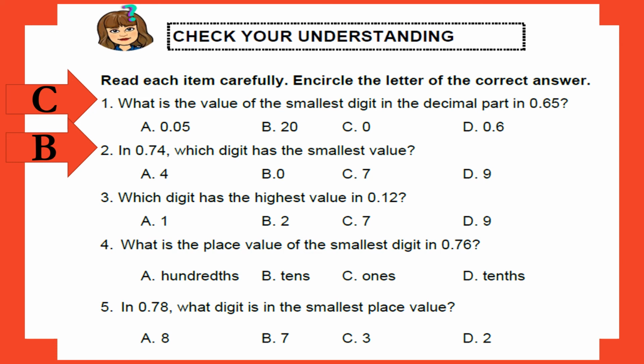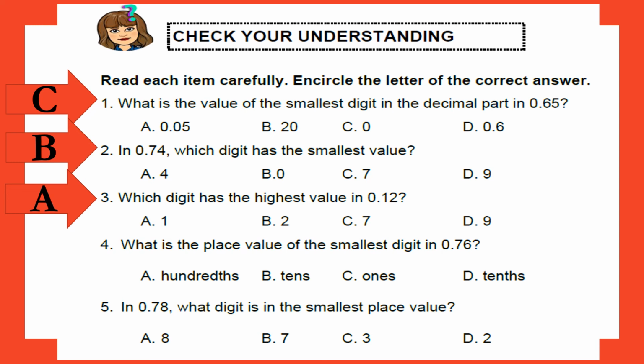Now, what digit has the highest value in 12 hundredths? Highest value in 12 hundredths. So is it A, 1, B, 2, C, 7, D, 9? Okay, also correct. It's 1. Why 1? Because 1 is in the tens place after the decimal point, which is the highest value. When you look farther in the decimal point, that is the smallest in value.